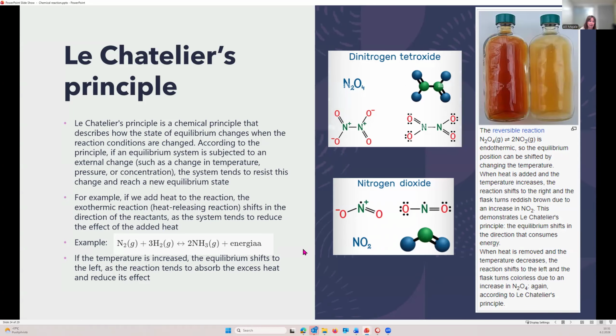Okay, so then we have this Le Chatelier principle. It's a chemical principle that describes how the state of equilibrium changes when reaction conditions are changed. So if you are interested in carrying the reaction through to the end, and you realize that it didn't go through and you still have the reactants, you have to change the reaction conditions.